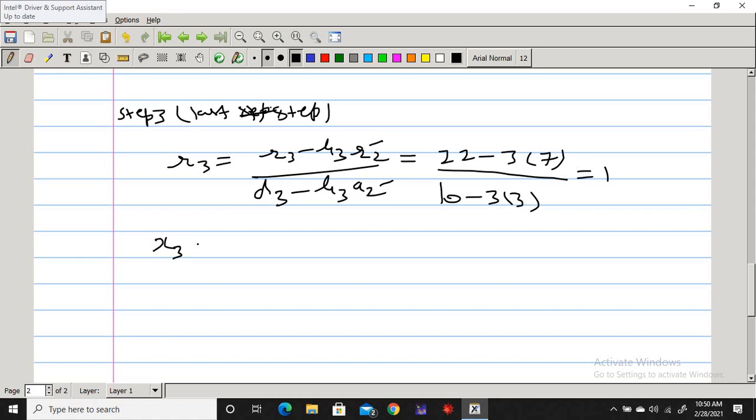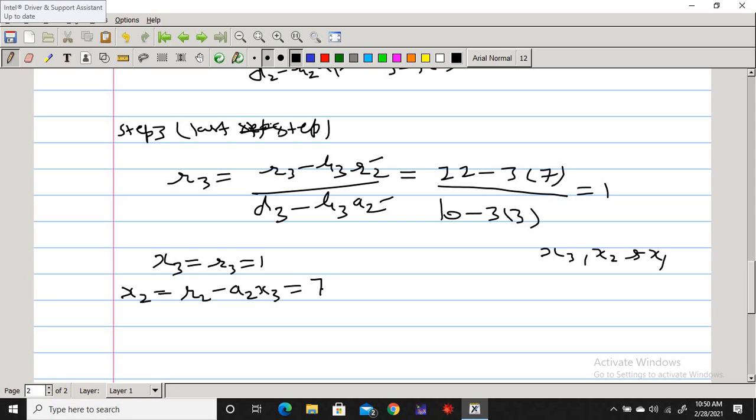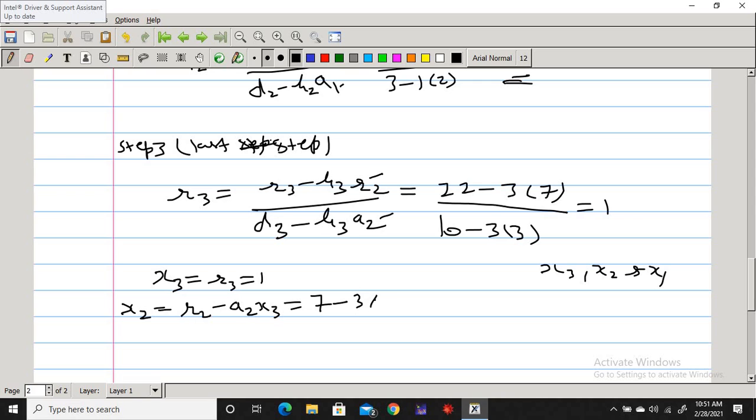So we have a 3 cross 3 system, so we have 3 unknowns, x3, x2 and x1. So x3 is going to be equal to R3, which is 1, so x3 is 1. What about x2? Now we have to use the formula. x2 is going to be R2 minus A2 into x3. What is R2? From step 2 we see 7. So 7 minus A2. What is A2? In step 2, A2 is also 3. So 7 minus 3 into x3, which we have calculated above as 1. So this is coming out to be 4.